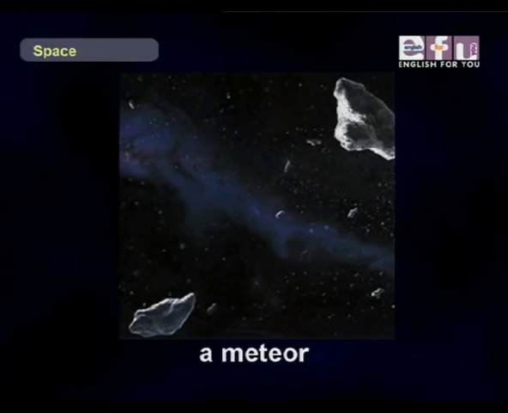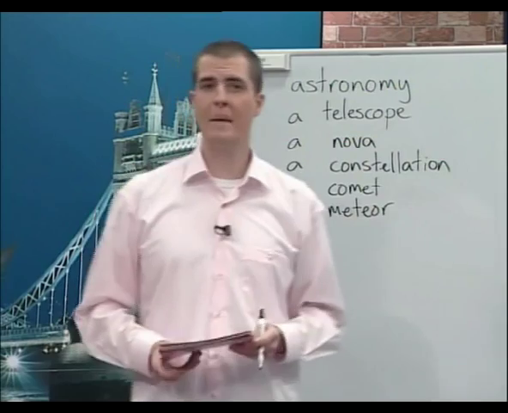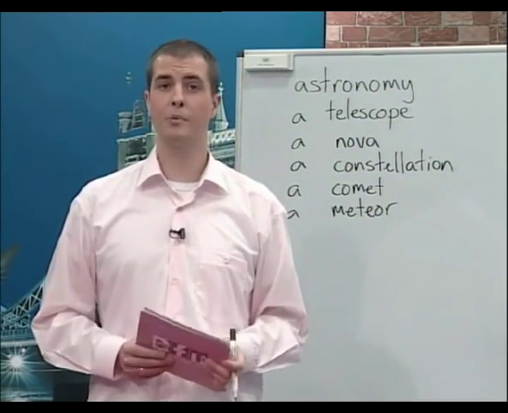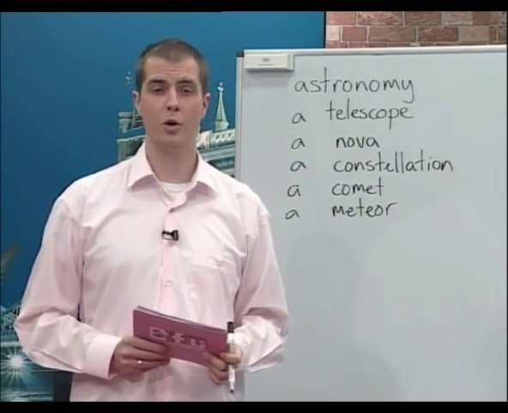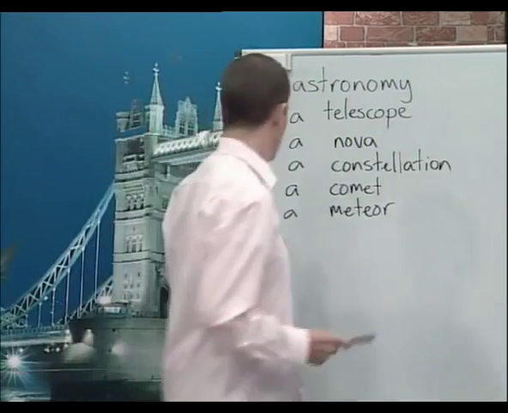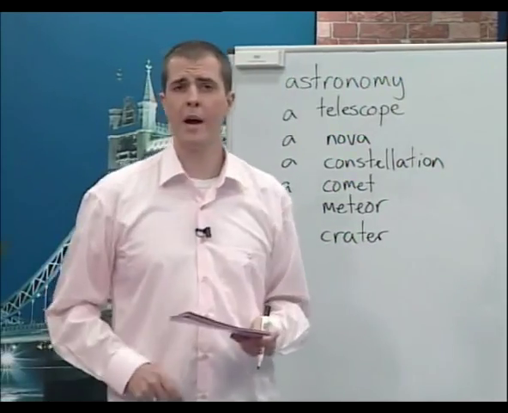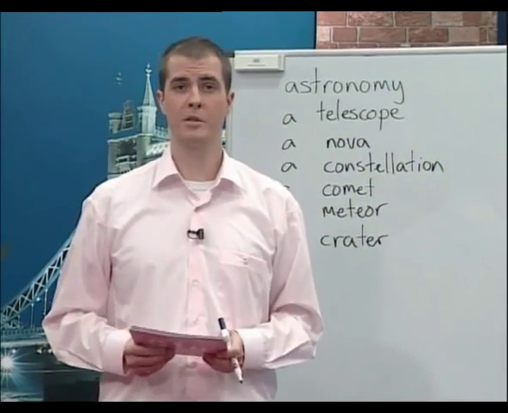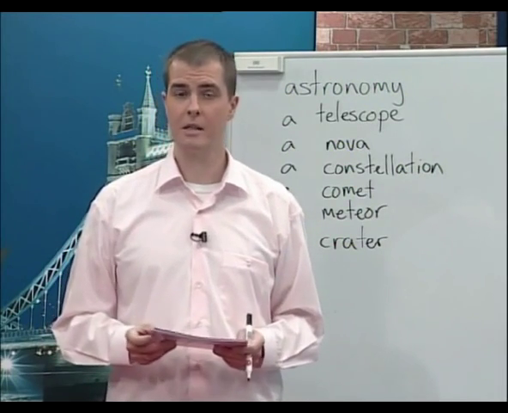Now, next we have a meteor. A meteor is like a comet, but it's a piece of rock or metal which floats through the sky in space, and it makes a bright line when you see it at night as it falls through the Earth's atmosphere. A crater. A crater is a round hole in the ground made by something that has fallen from the sky, for example, a meteor. There are many craters on the moon.